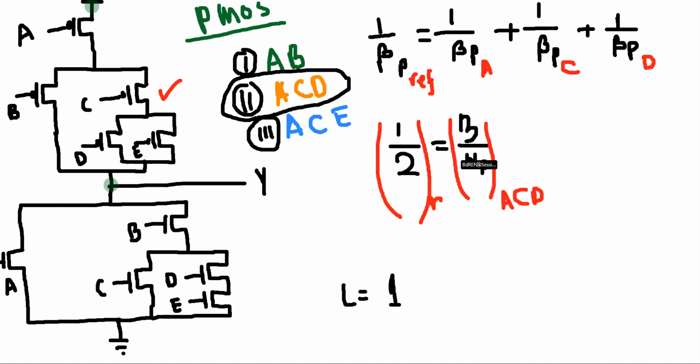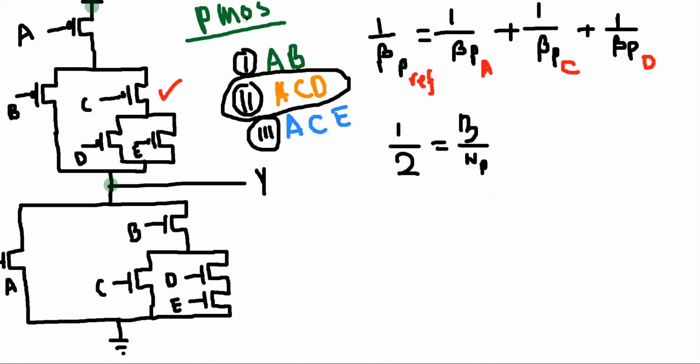Now here the only unknown thing is WP, right? So I'm going to erase these; I do not need them. So can I multiply cross? WP will be multiplied by 1, 2 will be multiplied by 3. Can I do that? Okay. So your WP will be 2 into 3, that is 6. Understood? Yes, sir.